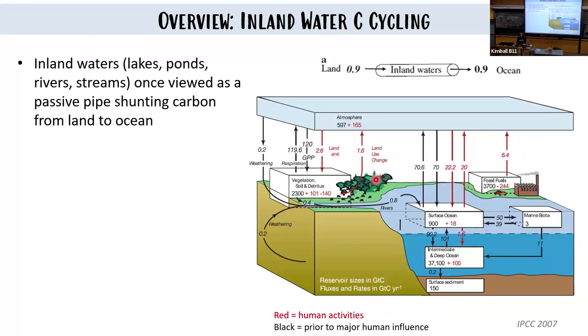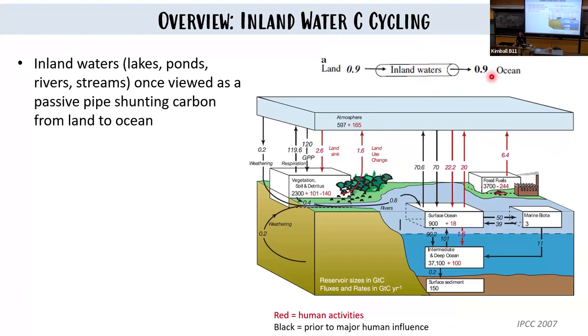So what I'm showing you here, I want to draw your attention to this pipe. And this was the way that inland waters were historically viewed in the global carbon budget. They were viewed as taking 0.9 petagrams of carbon, in this case, per year, and then going through our streams, our rivers, our lakes, our reservoirs, and emptying out into the ocean. The same 0.9 petagrams of carbon coming in are coming out.